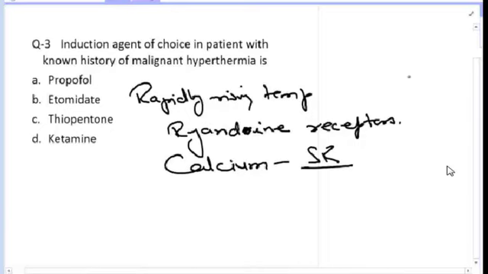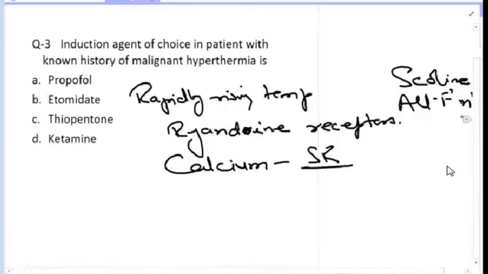Triggering factors are succinylcholine and all fluorinated inhalational agents, for example, ether, methoxyflurane, halothane, isoflurane, enflurane, desflurane, sevoflurane. So all fluorinated inhalational agents including ether and methoxyflurane.